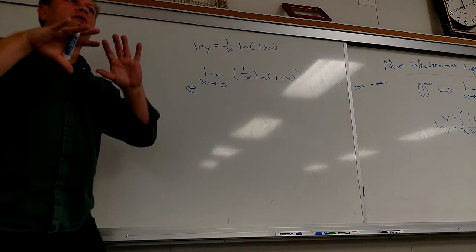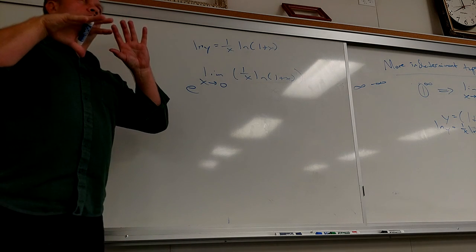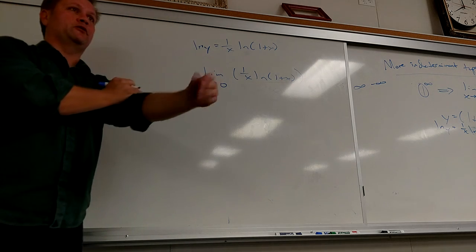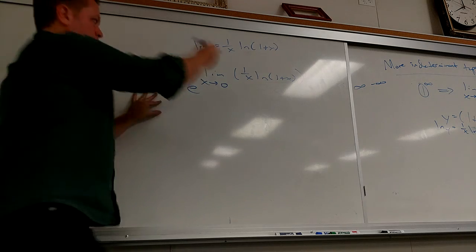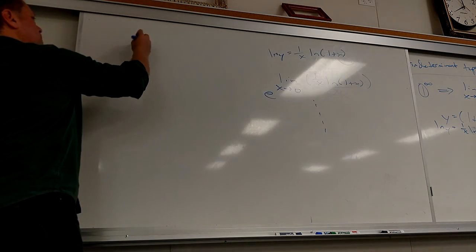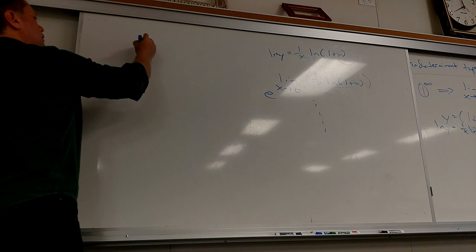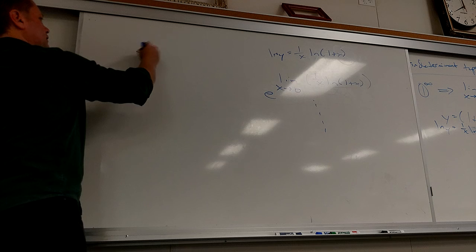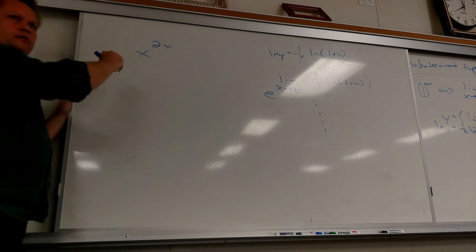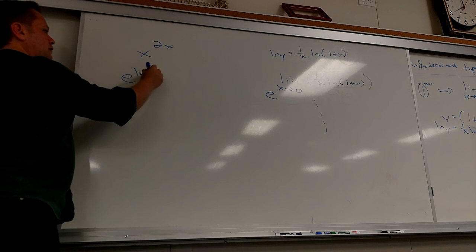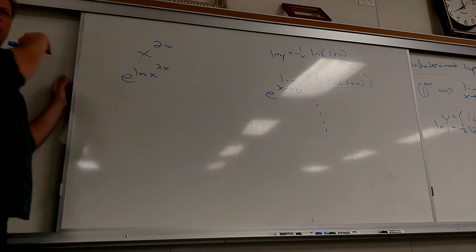But in general, one of the things that very often as teachers, we don't just tell you this. It's something that sometimes you have to realize. We're going to do this problem in a minute, but just to put this on the side. If I have x to the 2x, can I rewrite that as e to the natural log of x to the 2x? Is that all right? Why is that okay?